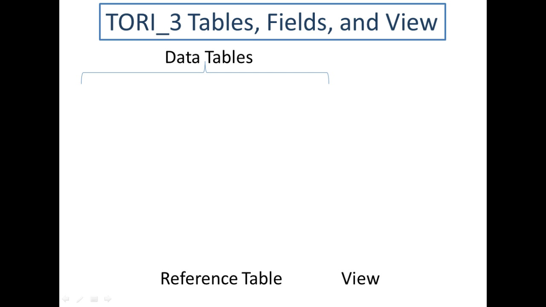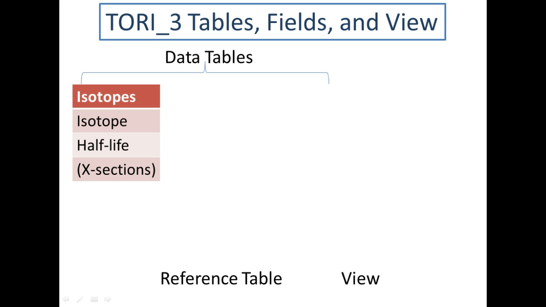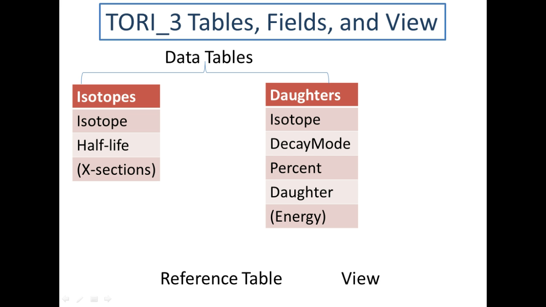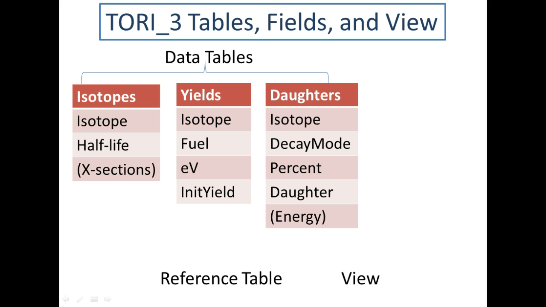The working data resides in 3 tables. The isotopes table will also have fields for the neutron absorption and fission cross-sections, eventually. Other characteristics that depend only on the isotope might be added. The Daughters table will eventually hold decay energies, which depend on the isotope and decay mode. The Yields table currently has 5 fuels and 3 neutron energy levels.